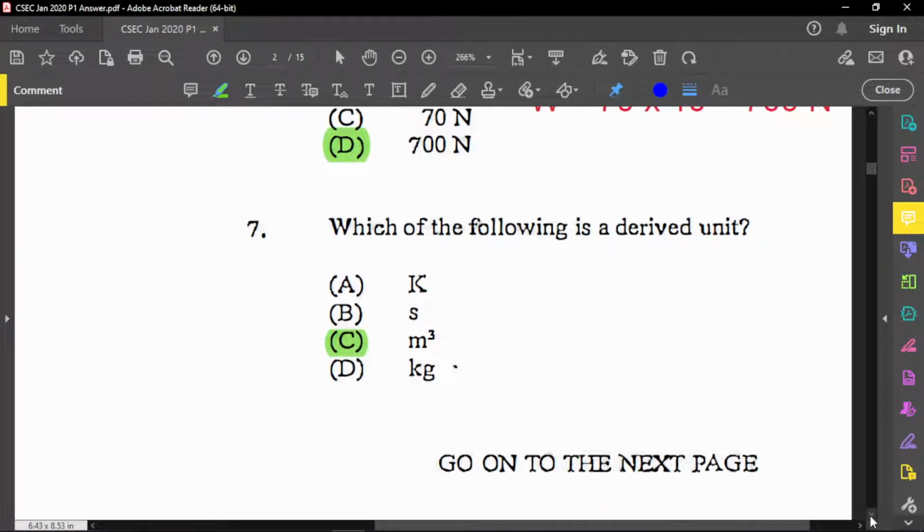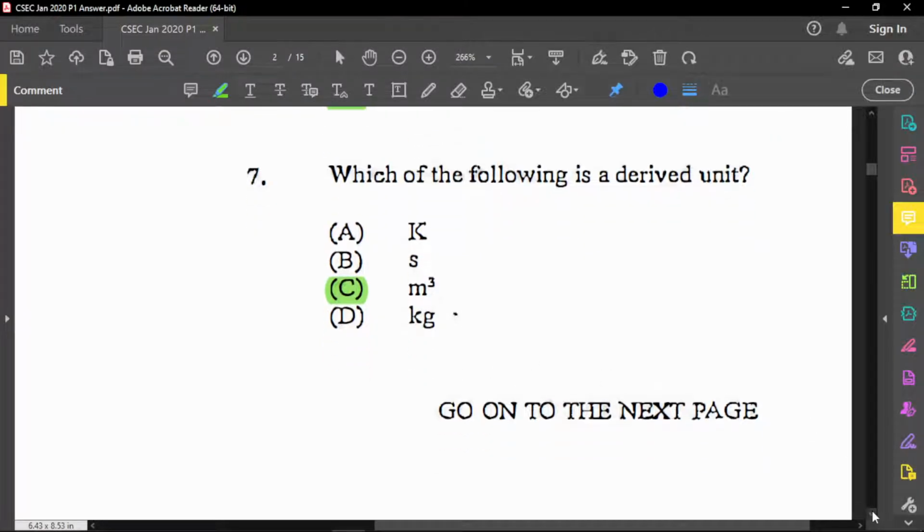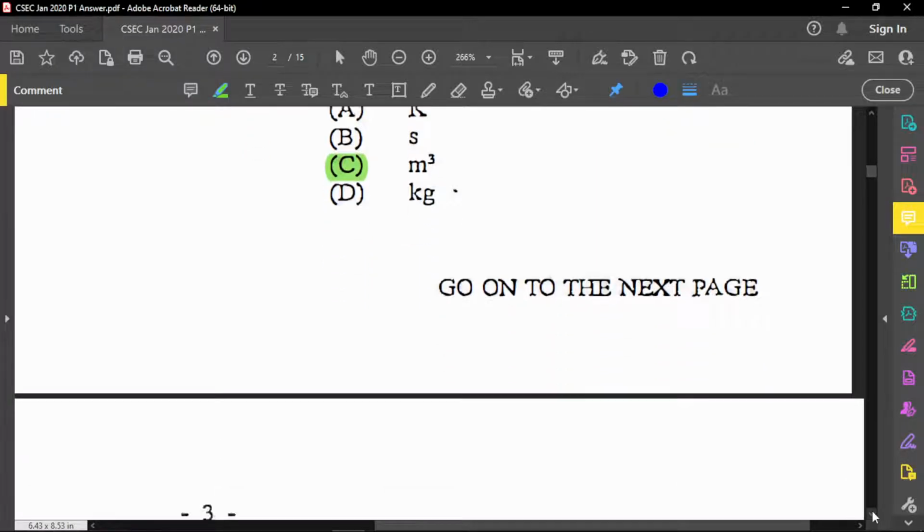Question number 7. It said, which of the following is a derived unit? And as I look through here, meters cubed is a derived unit because it is a combination of one or more of the basic units. And so we have here Kelvin, which is used to measure temperature. We have s for seconds, and kg is for mass. And so therefore, meters cubed, which is a volume, that definitely is a derived unit.